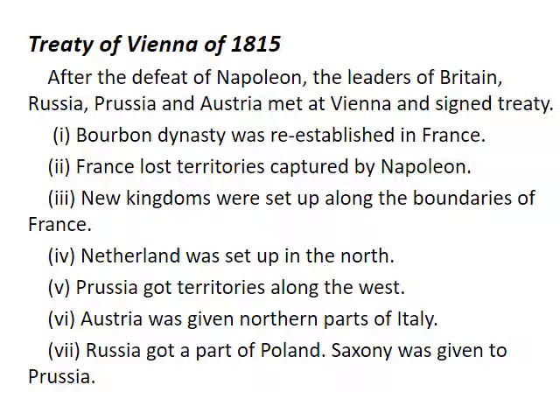The Treaty of Vienna of 1815. After the defeat of Napoleon, the leaders of Britain, Russia, Prussia, and Austria met at Vienna and signed a treaty.